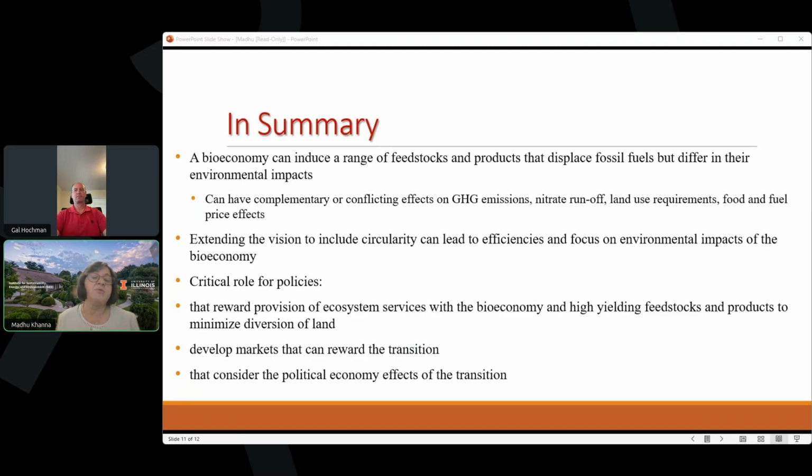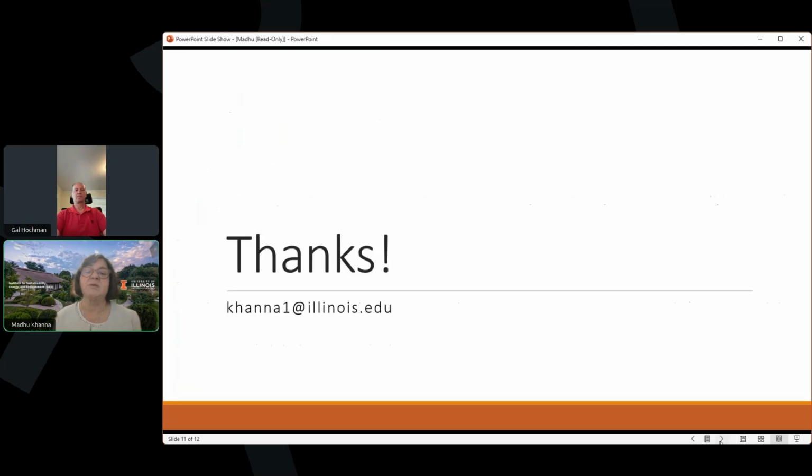And even going beyond policies to develop markets so that ultimately we can have market-based incentives that can reward and induce this transition. And of course, we need policies that consider the political economic effects of this transition so that we can mitigate those barriers for this transition. So I'll stop with that and turn it back to Gal.